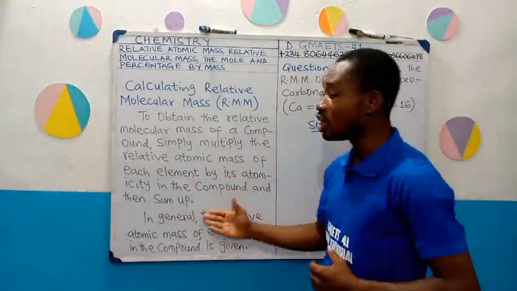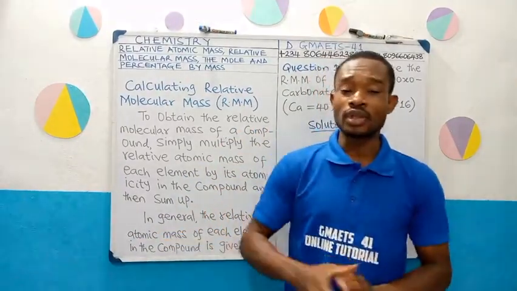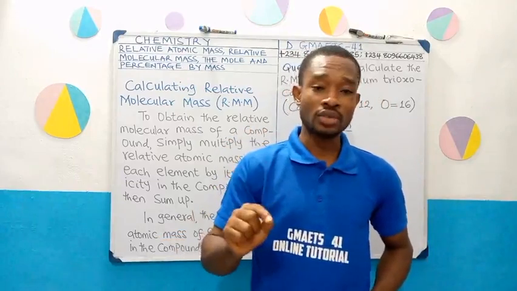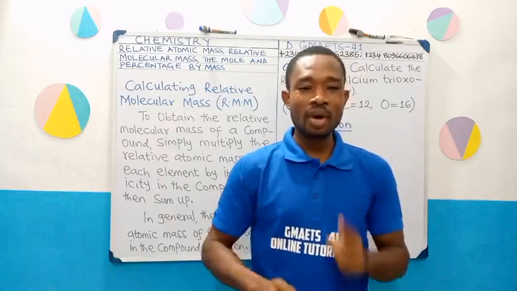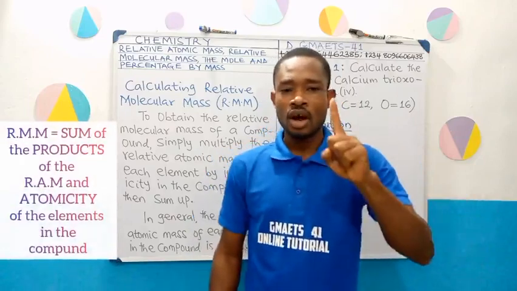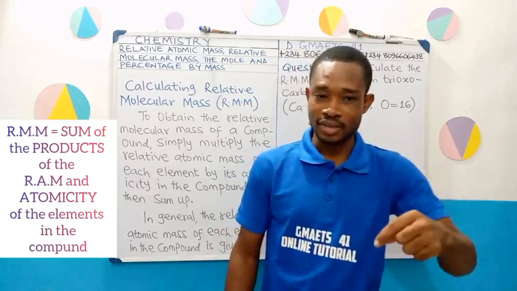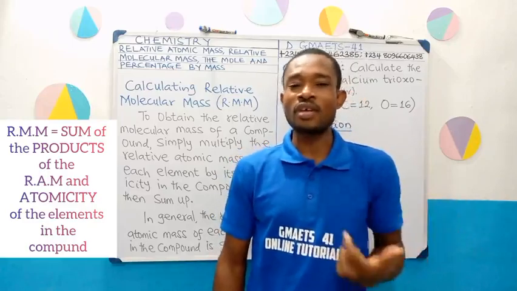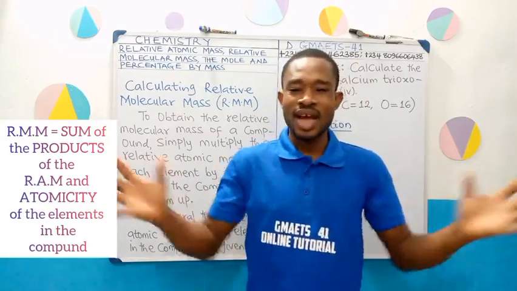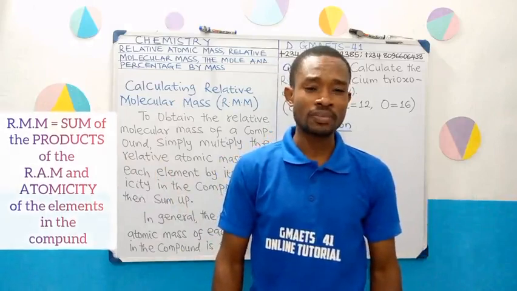Now I've given you a short note to tell you what you need to do. All you need to do is simple. To calculate the relative molecular mass of a compound, simply multiply the relative atomic mass of each element in the compound by its atomicity. Atomicity there means the number of atoms of that element in the given compound. Once you do this, add up everything. What you get is the relative molecular mass of that compound.